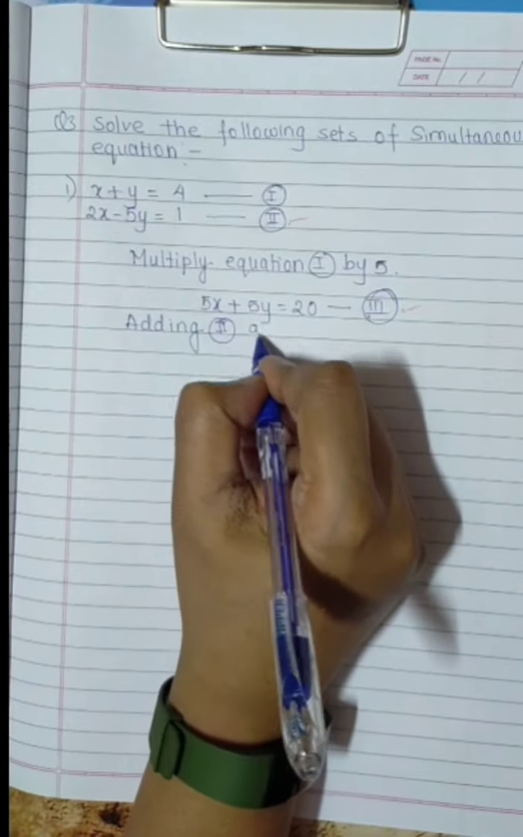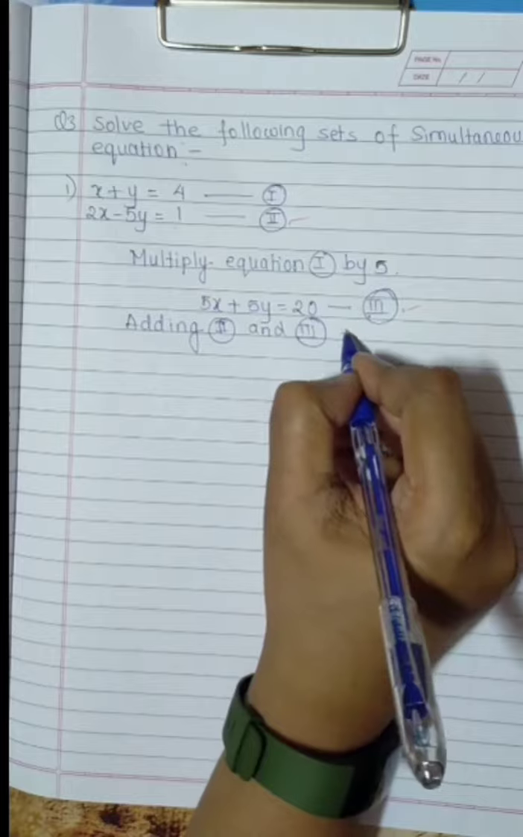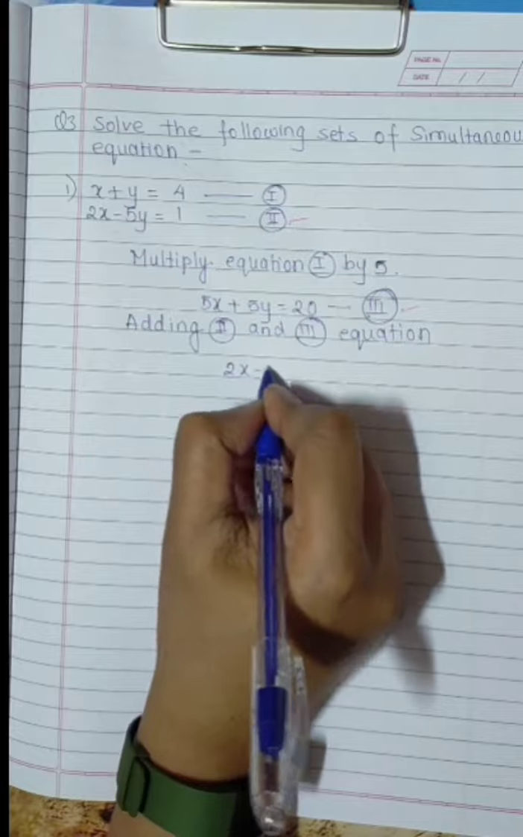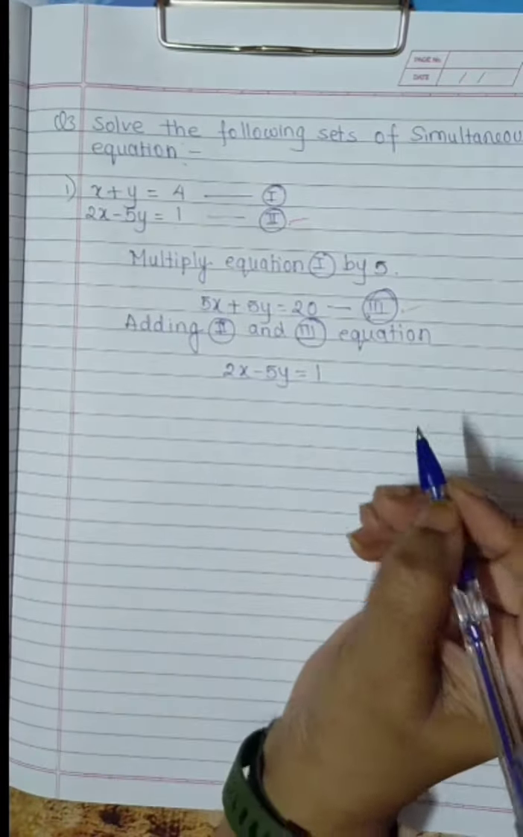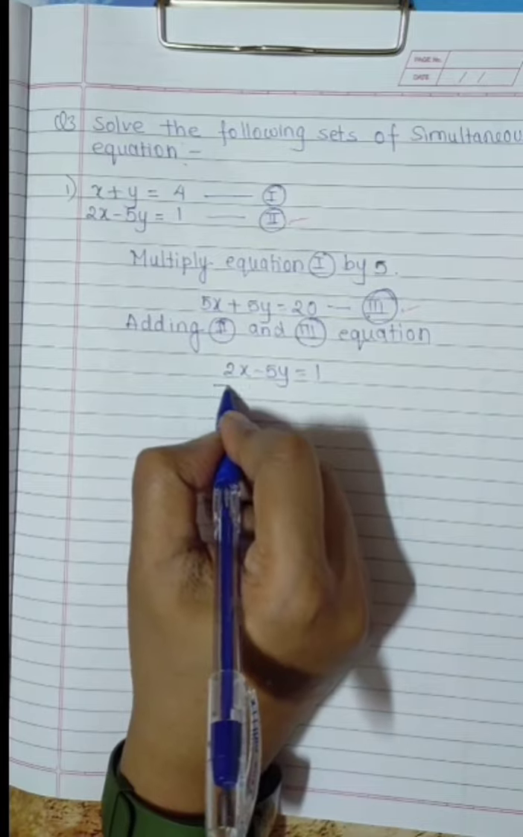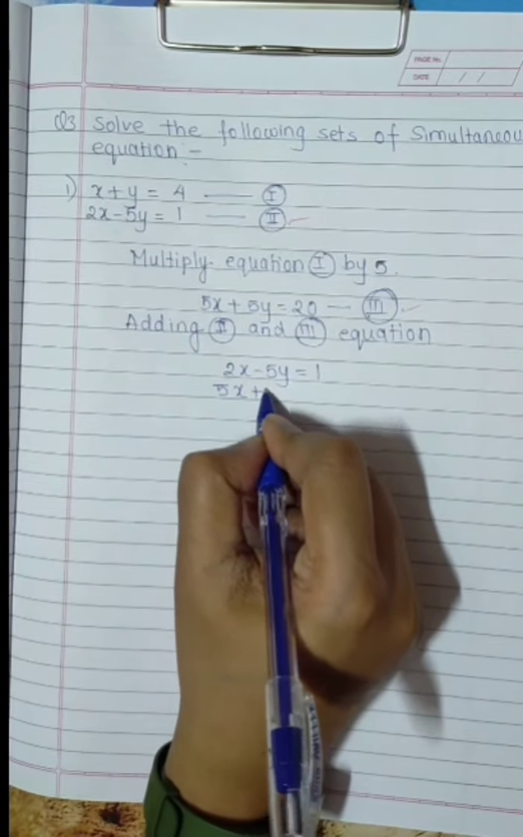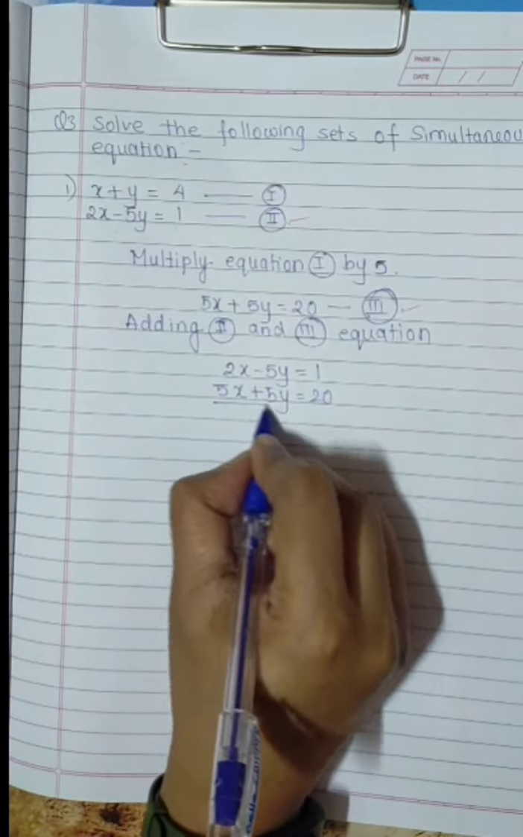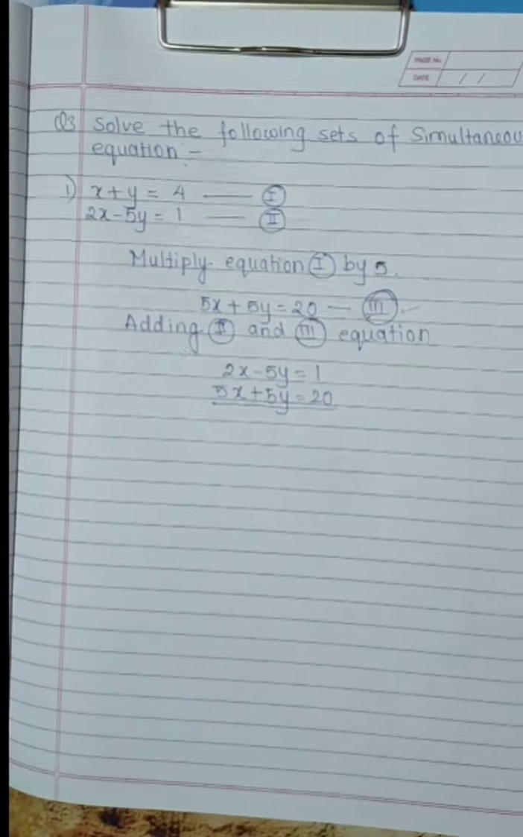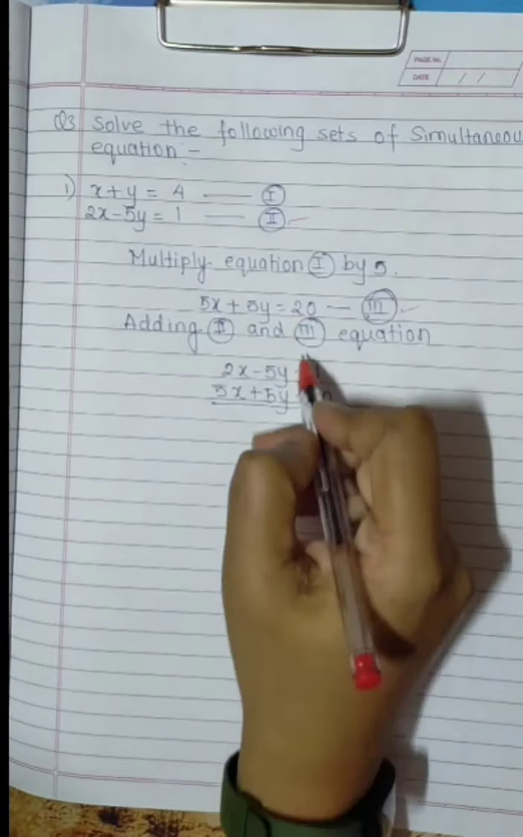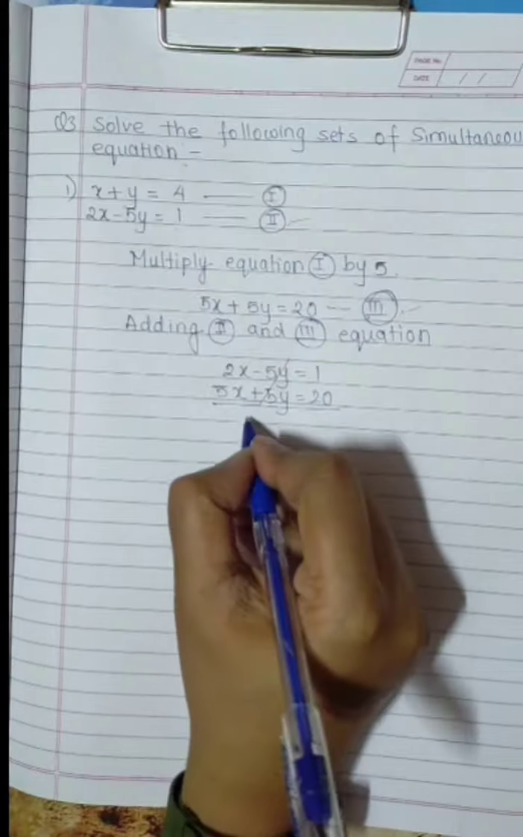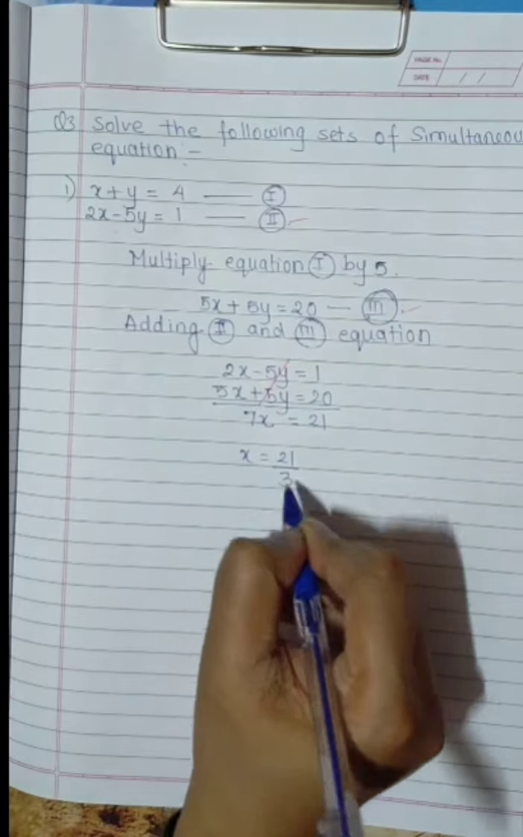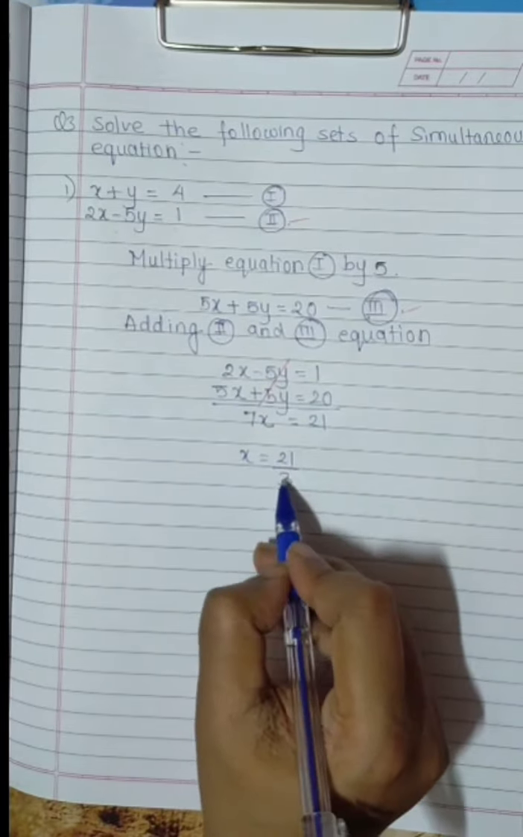Adding second and third equation. Now we are going to add both equations. First I will write 2x minus 5y equal to 1. And the second equation is what? 5x plus 5y equal to 20. Now we are going to add both. These both get cancelled. So what remains? 7x equal to 21. x is equal to 21 upon 7.